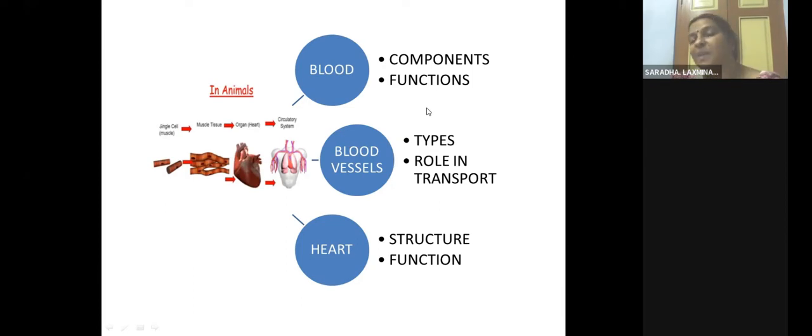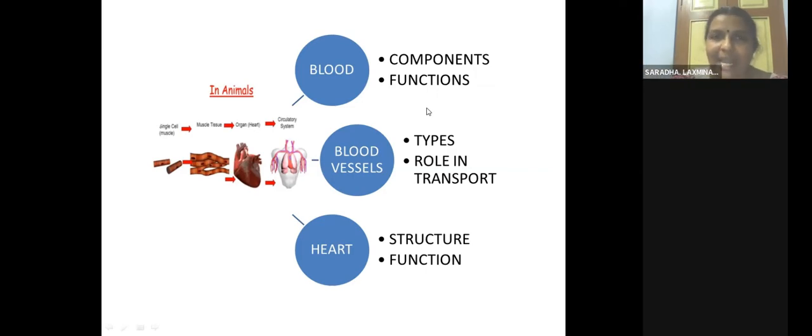Now we can speak about the components of the blood and their functions. Mainly the components of the blood are plasma, the fluid in which are suspended the cells: RBCs, WBCs, and platelets. Along with this, a very important thing that a child in class 7 should know, I feel, is blood as a tissue.